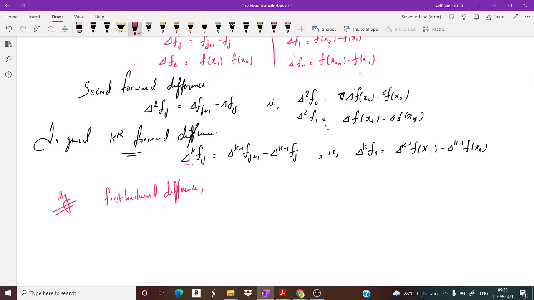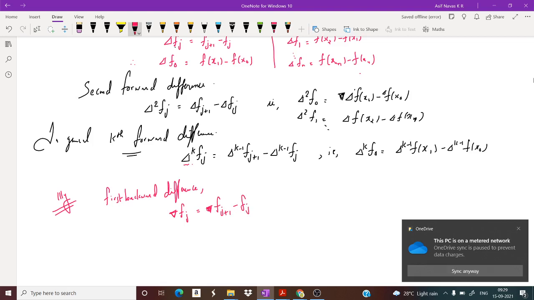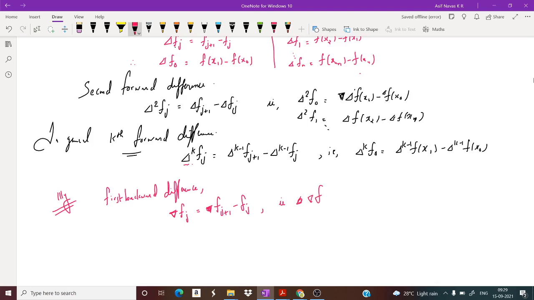Here we are using delta. In backward difference, we are using nabla, that means reverse delta. Nabla fj is equal to nabla fj plus 1 minus fj. That is first backward difference, nabla f1 is equal to f1 minus f naught. That is equal to f of x1 minus f of x0.